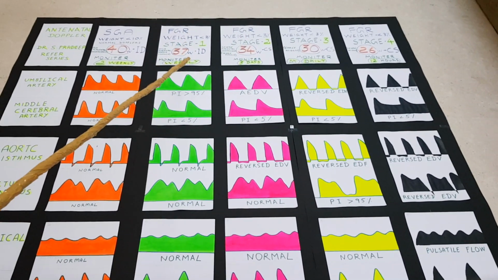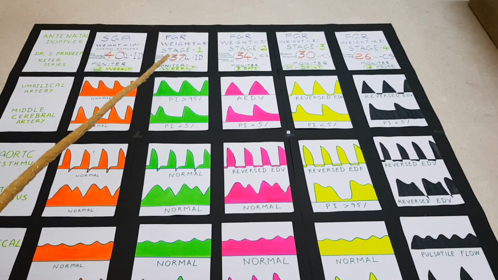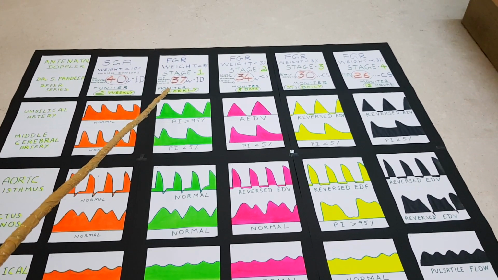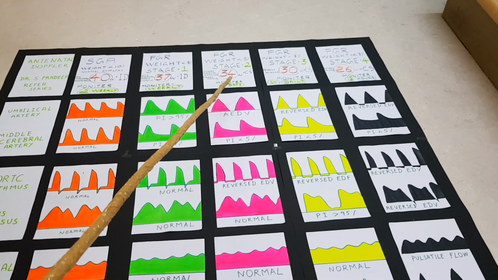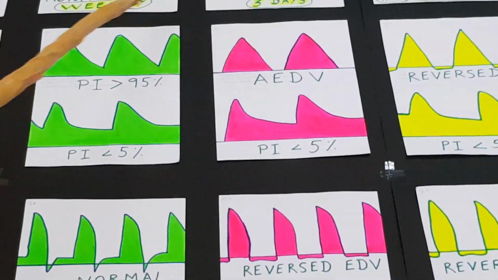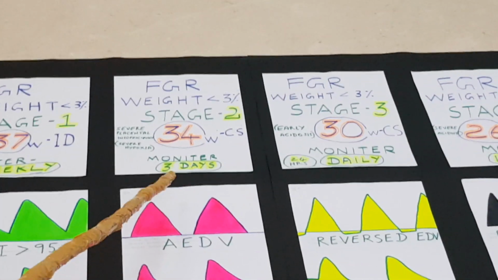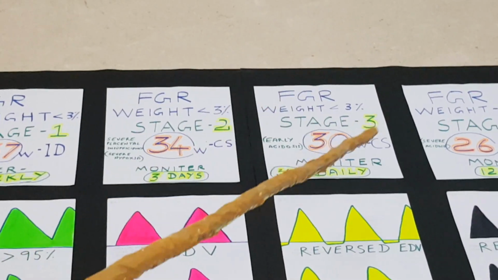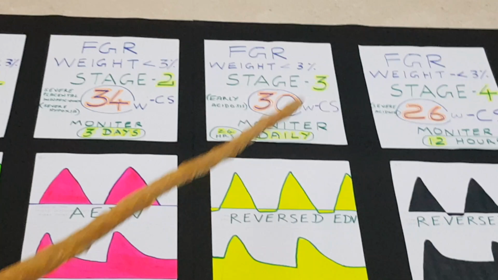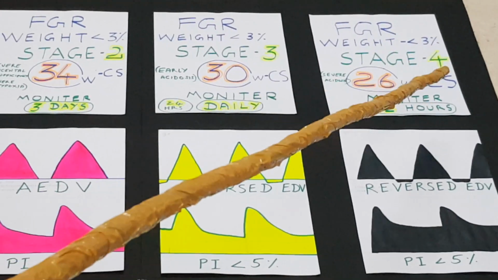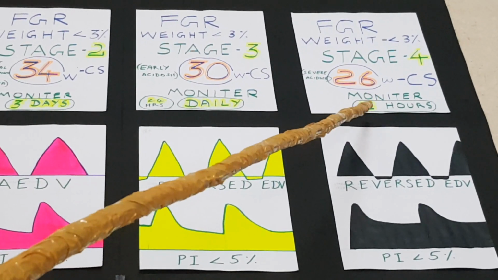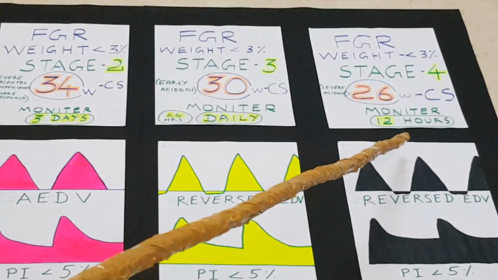Stage 1 recommendation: after 37 weeks, delivery; before 37 weeks, monitor weekly by Dopplers. Stage 2 FGR recommendation: after 34 weeks, cesarean section; before 34 weeks, monitor bi-weekly. Stage 3 FGR: 30 weeks and above, cesarean section; not yet 30 weeks, monitor daily. Stage 4 FGR: 26 weeks, cesarean; not at 26 weeks, monitor every day or even every 6th hourly.